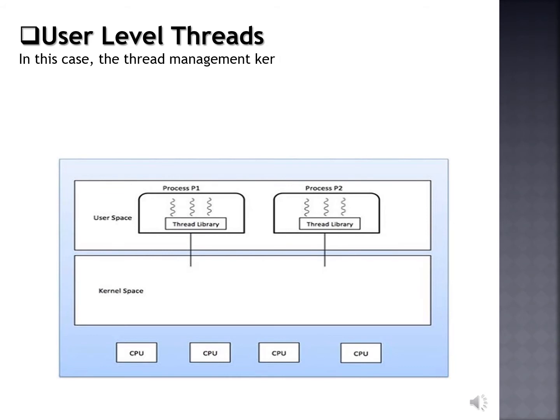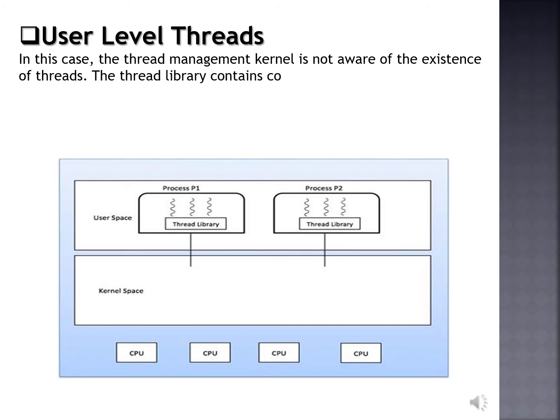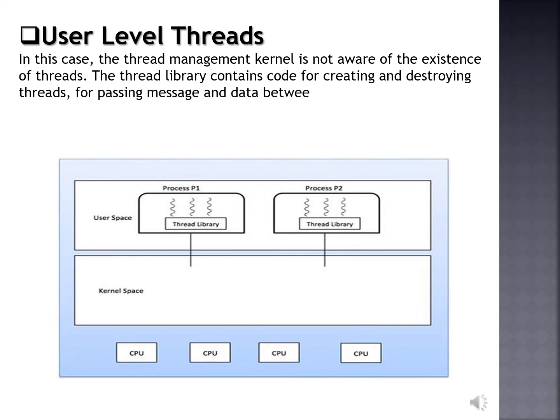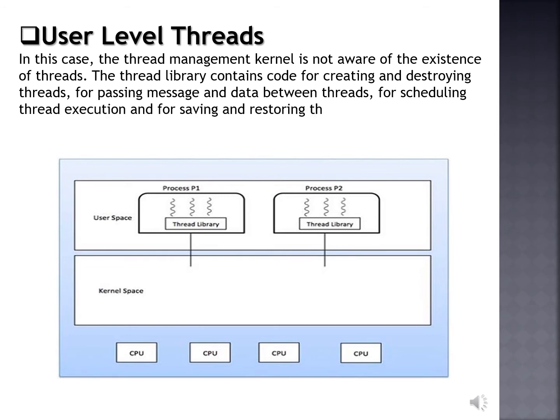Now, what are user-level threads? In this case, the kernel is not aware of the existence of threads. The thread library contains code for creating and destroying threads, for passing messages and data between threads, for scheduling thread execution, and for saving and restoring thread context. The application starts with a single thread.